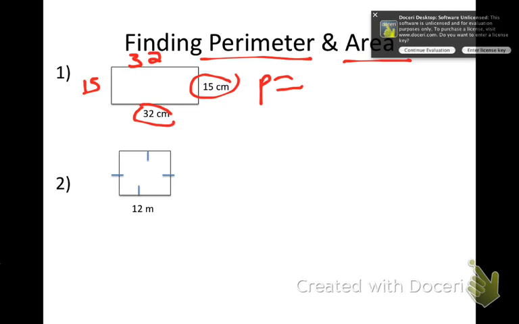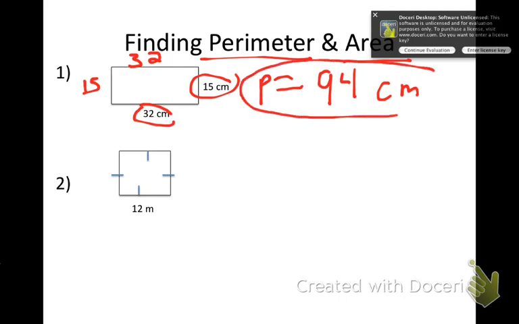Ryan? 94 centimeters. Nice job. Now, because we are in geometry class, units are important here. Perimeter is just the units, so 94 centimeters. It's not centimeters squared, centimeters cubed, not anything like that. It is 94 centimeters.